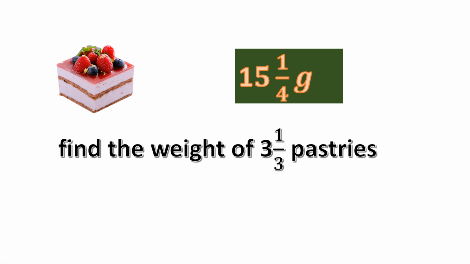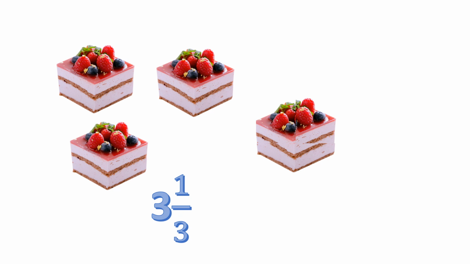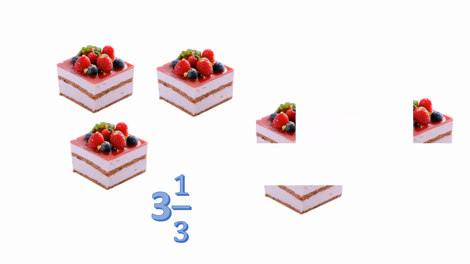Now, one pastry weighs 15 1 by 4 grams. This is our answer. Find the weight of 3 1/3 pastries. This was the next part of our question. So, let us see what 3 1/3 means. 3 1/3 means there are 3 pastries already and there is one more pastry which has been cut into 3 parts.